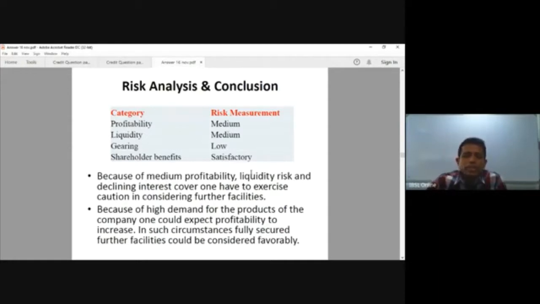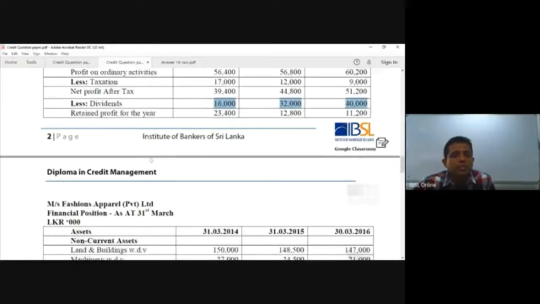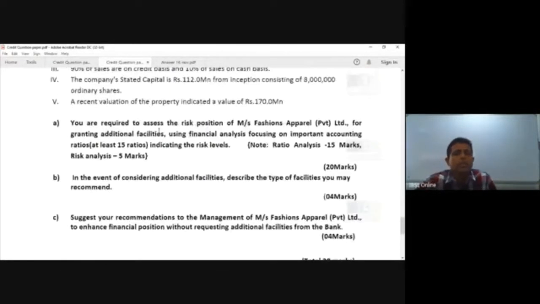Now, if you take the further facilities, these are the options that we have. If you go to question number 1, we have answered it. I suppose you are required to assess the disposition of MS Fashion Apparel Limited for granting additional facilities using financial analysis focusing on important accounting ratios. At least 15 ratios we have to calculate. Ratio analysis 15 marks, risk analysis 5 marks.